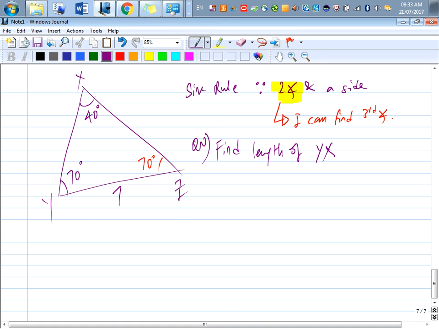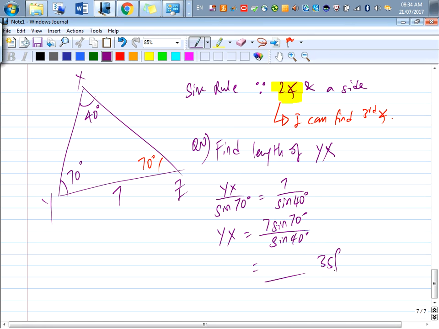Yang Kun, do you have the equation ready? Francis, do you have the equation? What is the equation? Okay, good. So from here, we can make YX the subject. So 7 sine 70 degrees over sine 40 degrees. Okay? So you can calculate yourself, round off to 5SF first, then 3SF. Okay?